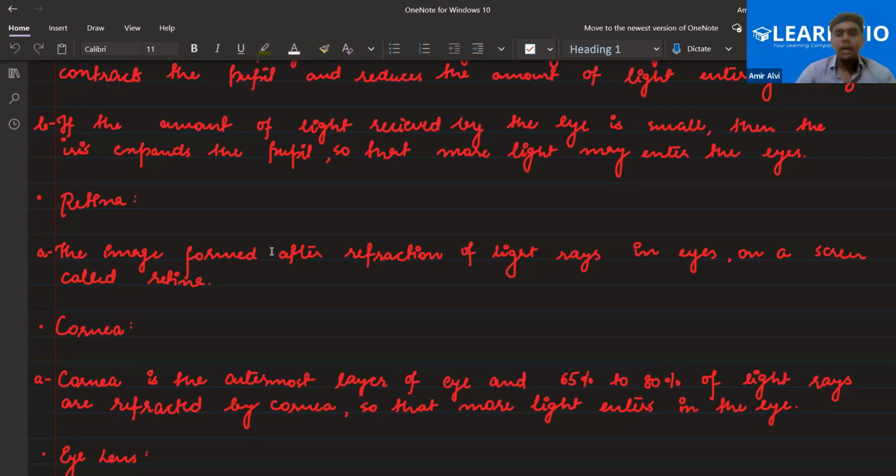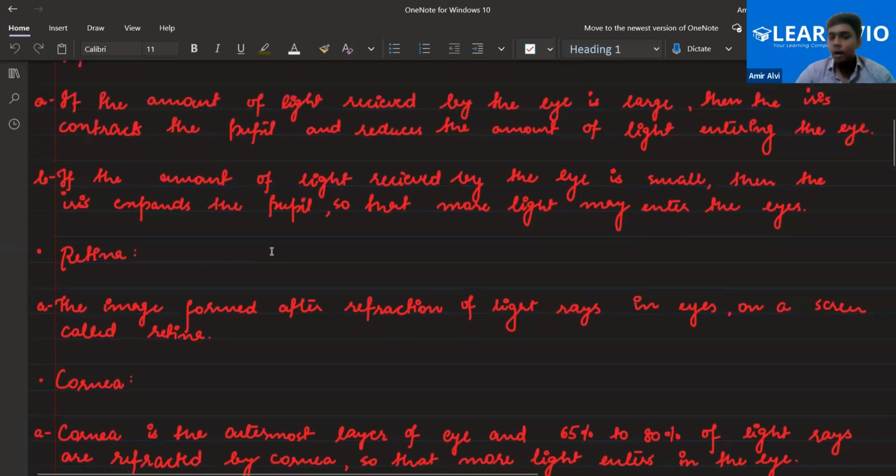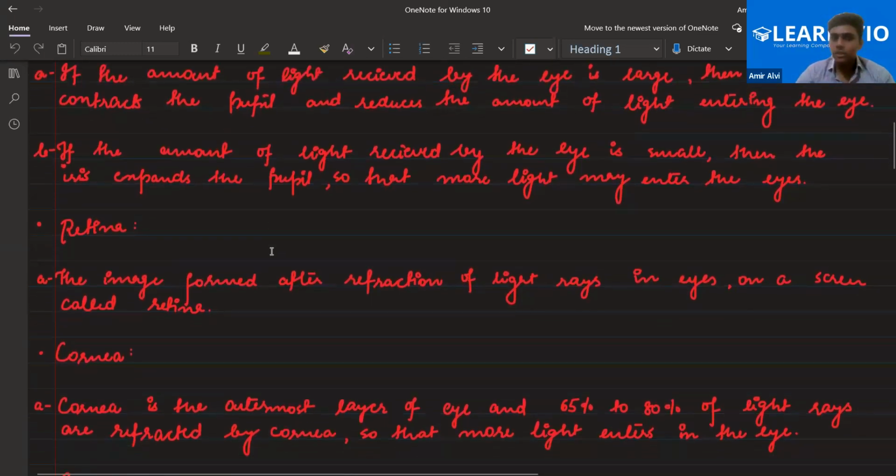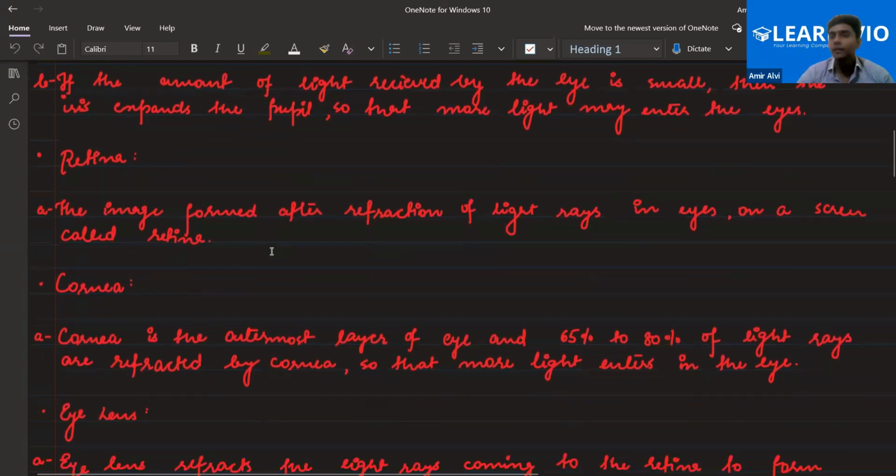That's why the image formed after the refraction of light is on a screen called the retina. Another function of the retina is to convert the light rays into electrical signals so that our brain can process it and we can see the image or the surroundings.